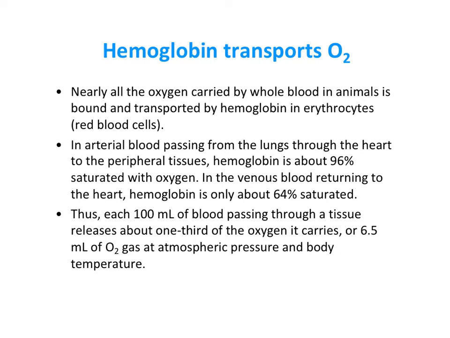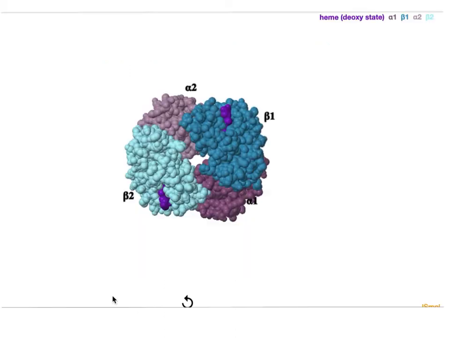Nearly all of the oxygen carried by the blood in animals is transported by hemoglobin. In arterial blood passing from the lungs through the heart, hemoglobin is about 96% saturated with oxygen, but in the venous blood returning to the heart, it's only about 64% saturated. So what happened to the oxygen there? Well, it was released to the tissues, which is very critical to maintaining life.